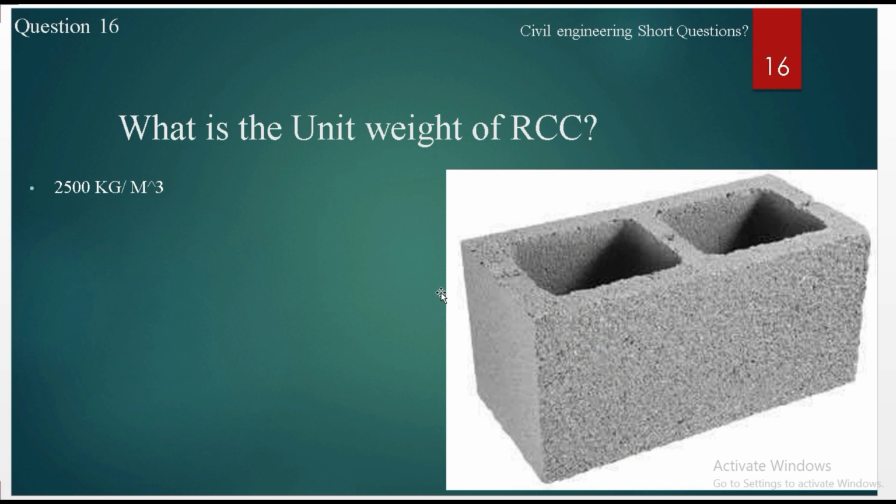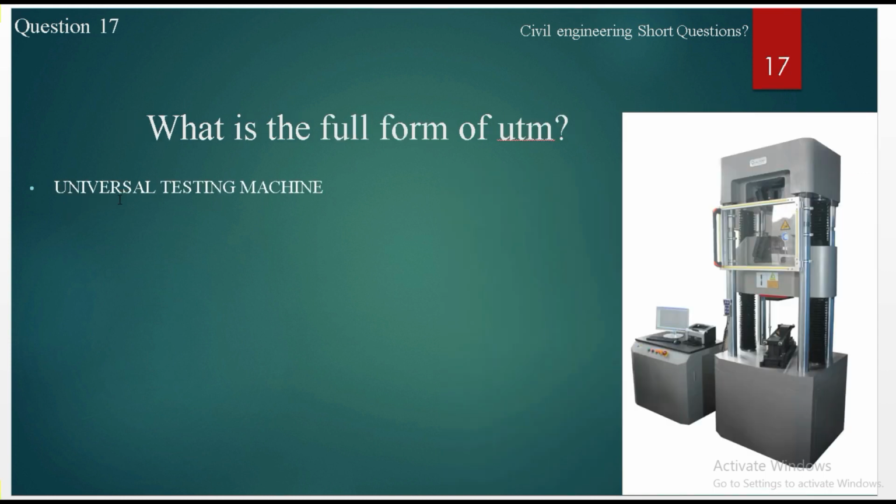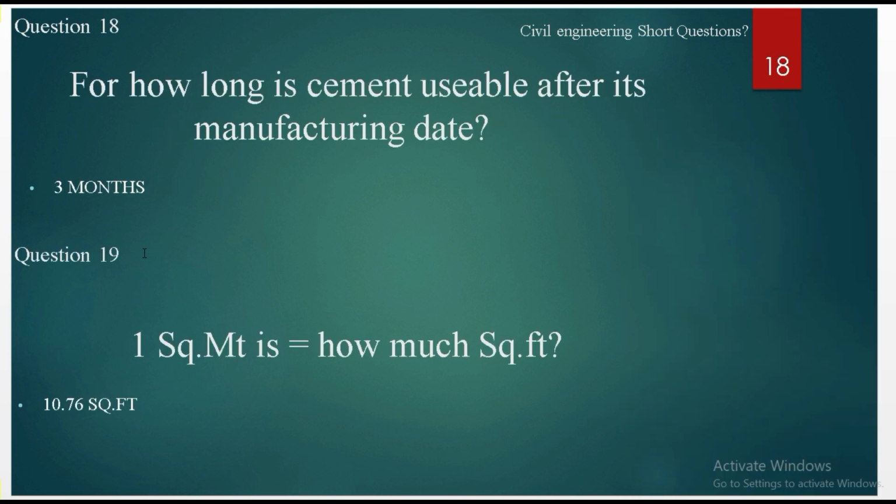Question number 16. What is the unit weight of RCC? It's 2500 kgs per meter cube. Question 17. What is the full form of UTM? Well, it's Universal Testing Machine, which is used to test the tensile strength of steel bars. Question number 18. For how long is cement usable after its manufacturing date? Well, it's 3 months.